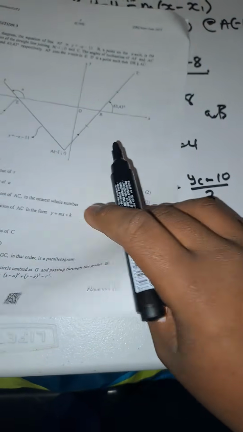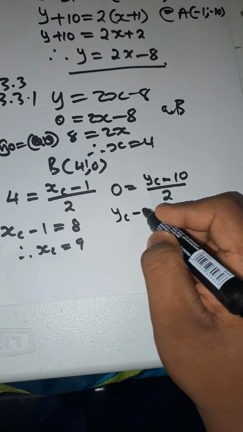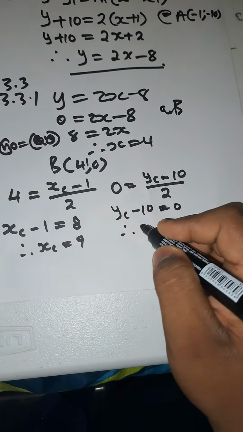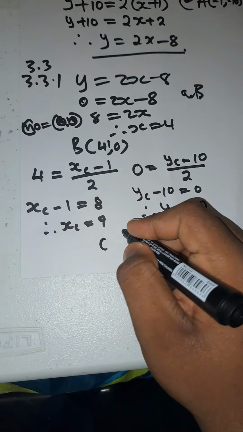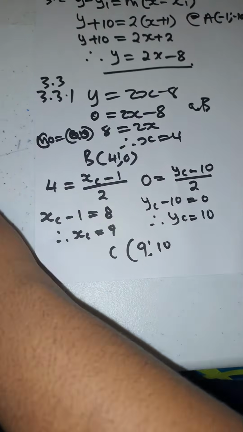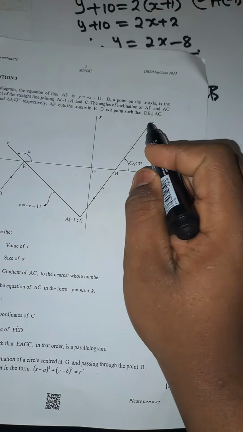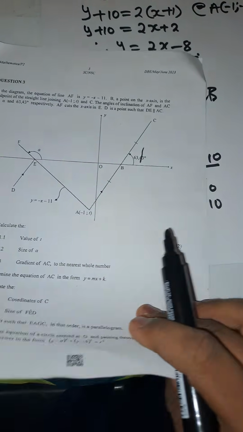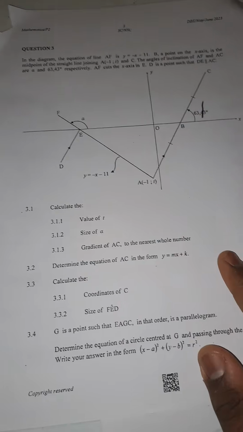Then I'm going to cross multiply. Yc minus 10 equals 0. Therefore my yc equals 10. So I'll simply say my C is 9 and 10. Even if I check my graph, it will always be a positive y value and positive x value. That's how you kill it, guys. I hope you understood. I hope it was clear.